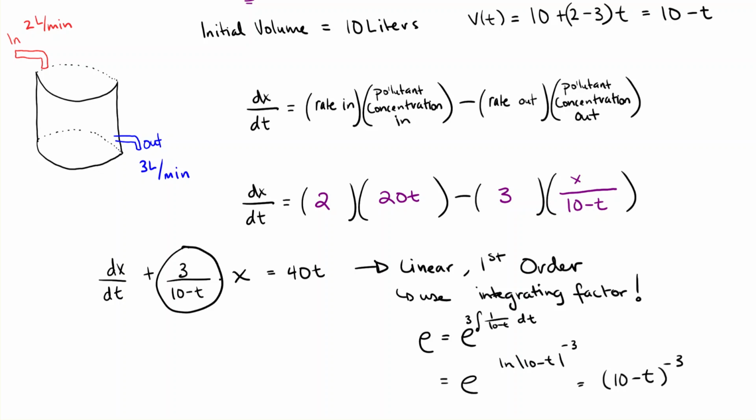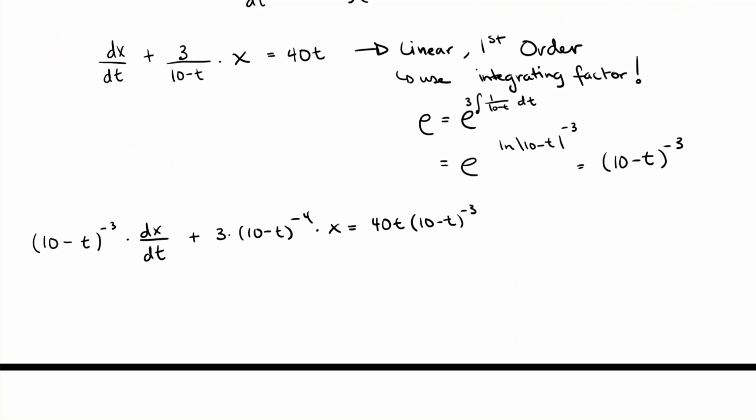Now I'm going to multiply all sides by that integrating factor, and we'll get... Now we recognize that the left-hand side is the result of product rule for derivatives, for the original product of this multiplied by this. So when we integrate both sides with respect to t, we know the left side simplifies back to the original product.